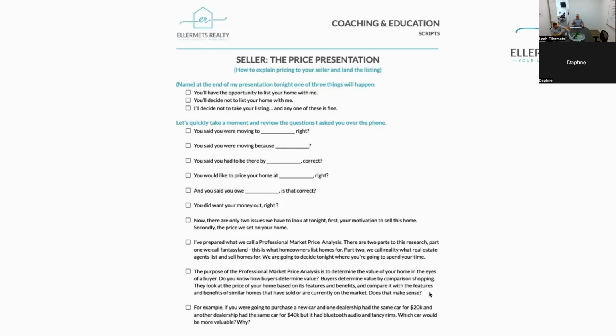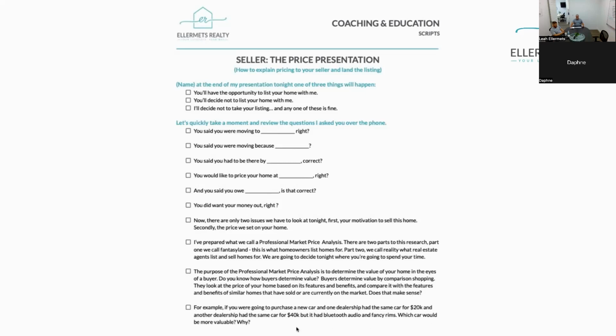If there are three active, great. If there are three sold, great. If there are pendings, you can use those in place of the actives, because the actives haven't sold. They look at the price of your home based on its features and benefits and compare it with the features and benefits of similar homes. That's how it works. Does that make sense?